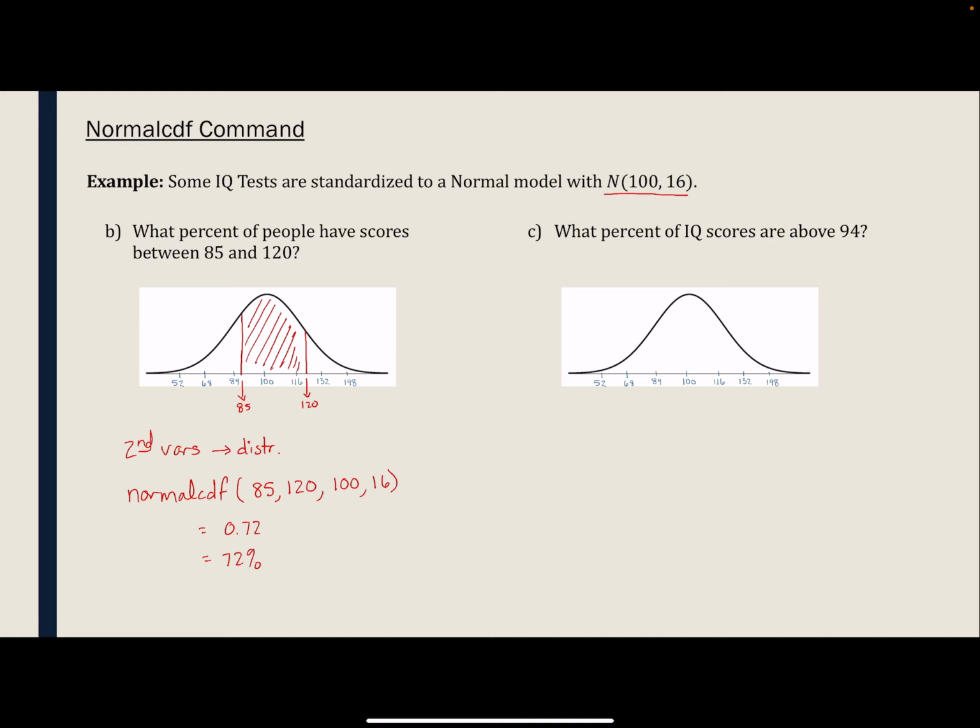For part C, it says what percent of IQ scores are above 94? So 94 is about right there. And we want all the scores, or the likelihood we're going to observe a score above 94. So again, you're going to go to second vars and distribution, and we're going to go to Normalcdf.